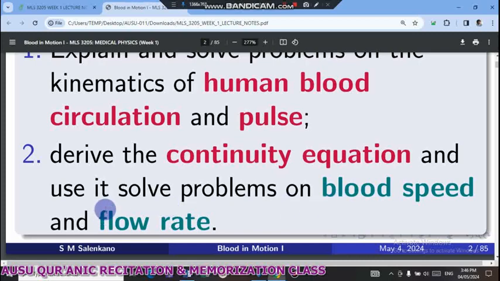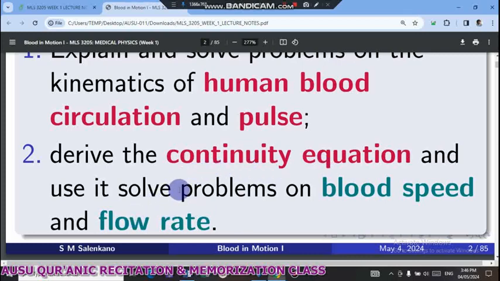When we say flow rate, we mean the amount of blood, the volume of blood passing through a given point in 1 second. We call that flow rate, and with the help of the continuity equation, we will be able to calculate the flow rate.